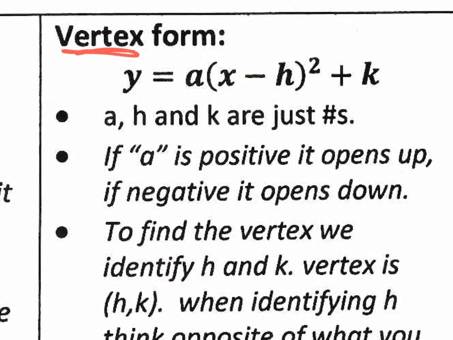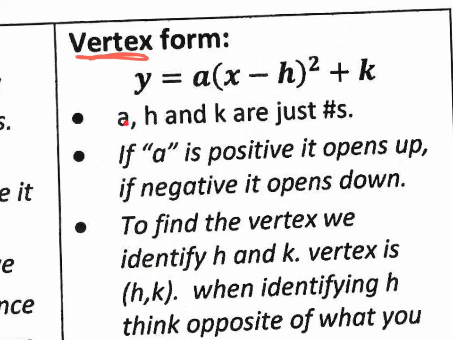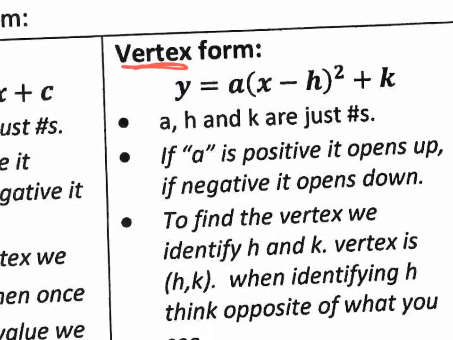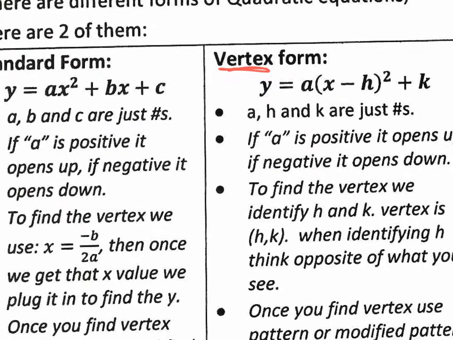Let's go over the details here. a is just a number. h is just a number. k, they're all just numbers. a, h, and k, they're all just numbers, just like over here, a, b, and c were just numbers. Now the a value over here told you a lot.